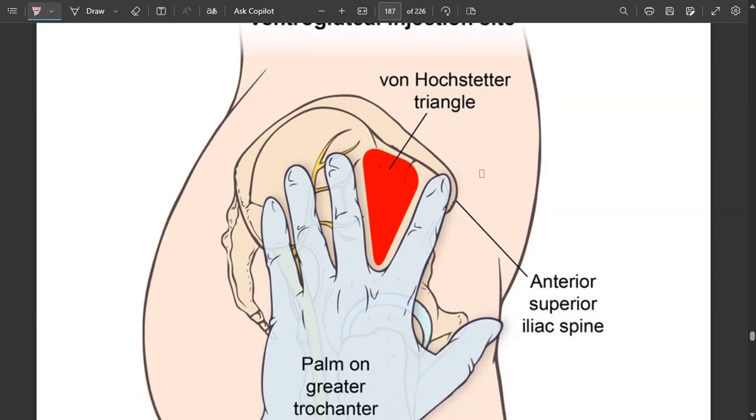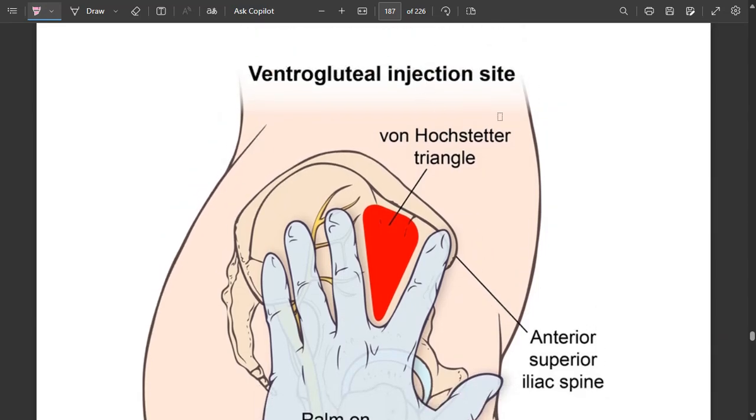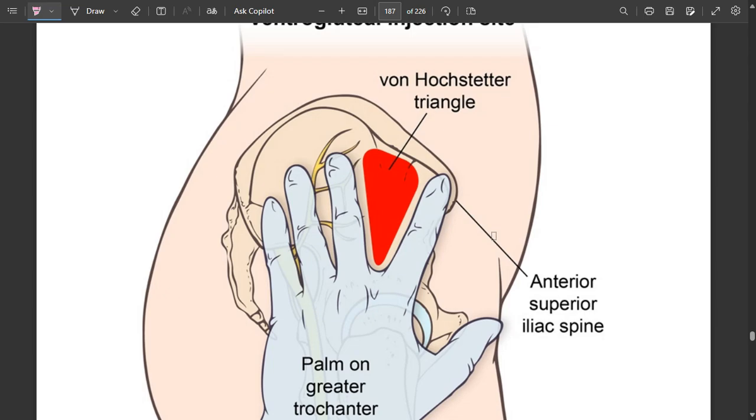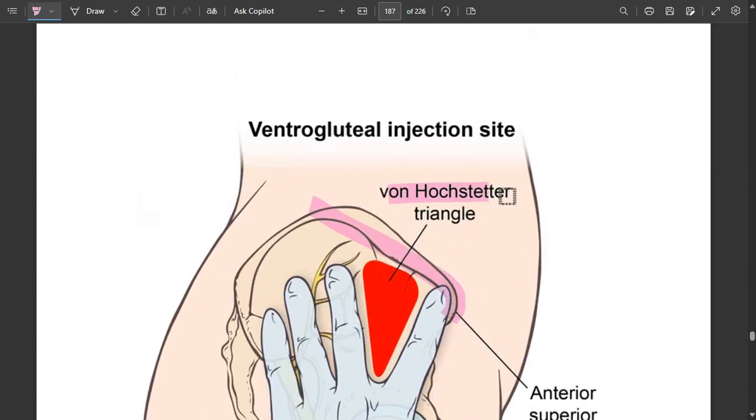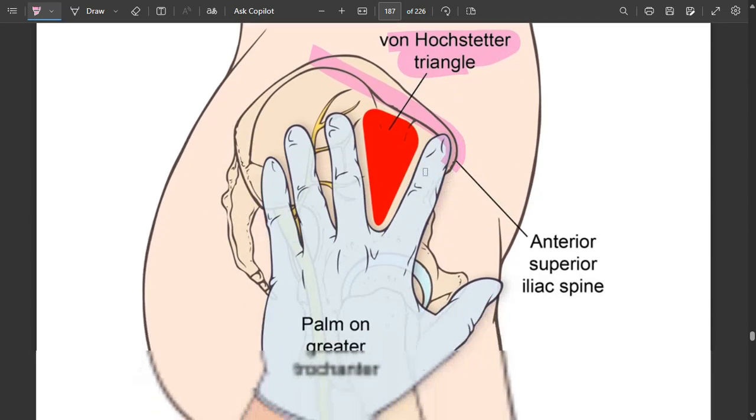Von Hochstetter, the ventrogluteal site, is bounded by the ASIS, the anterior superior iliac spine, on the upper part. Place the palm on the greater trochanter, and the triangle formed by the index and middle finger with the upper border at the anterior superior iliac spine is the von Hochstetter triangle. So the von Hochstetter triangle is the safest area for injections.